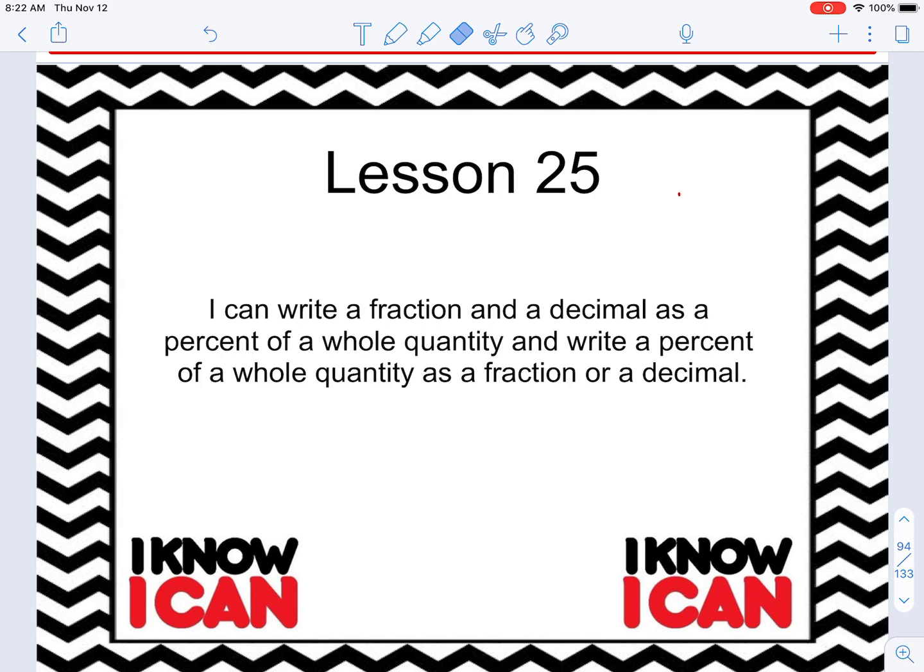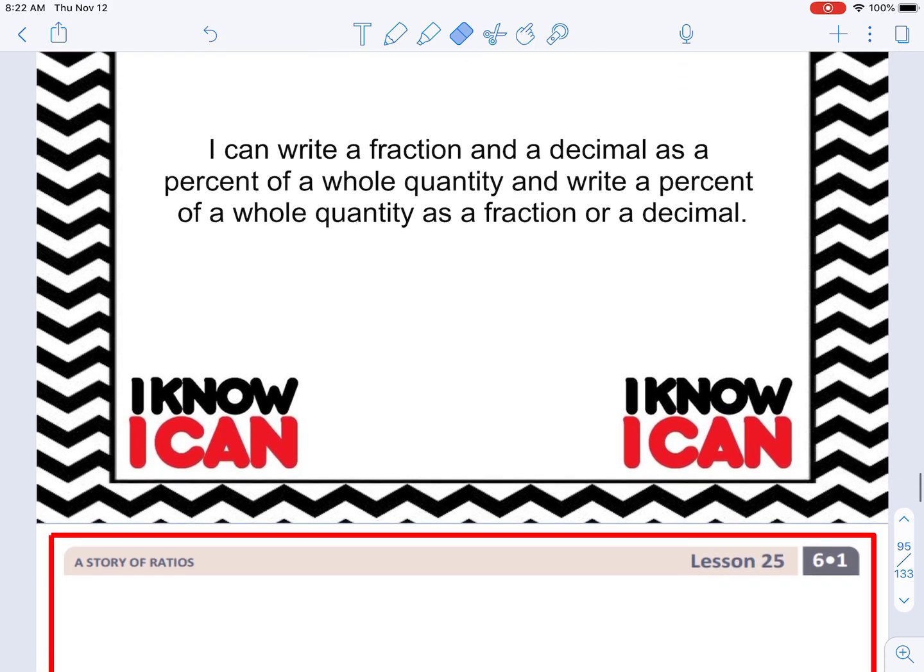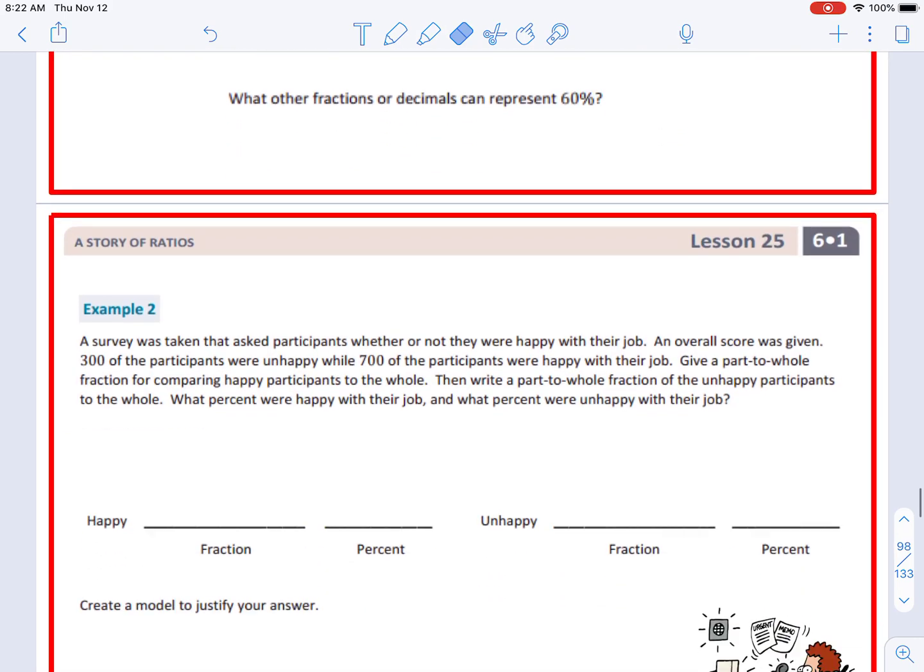Today's lesson objective tells us: I can write a fraction and a decimal as a percent of a whole quantity and write a percent of a whole quantity as a fraction or a decimal. So what we're going to be doing is converting fractions, decimals, and percents to each other. Sometimes they'll give us a fraction and tell us to convert it to a percent, or they'll give us a decimal and tell us to convert it to a percent, or they'll give us a fraction and tell us to convert it to a decimal. Okay, so let's go ahead and get started.